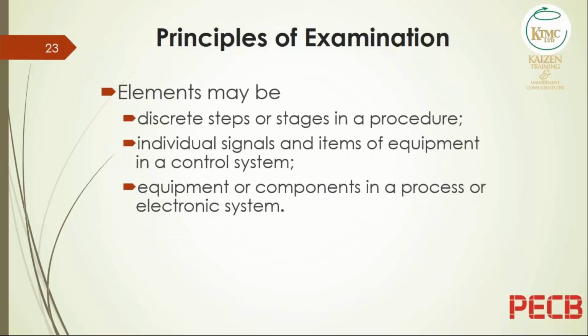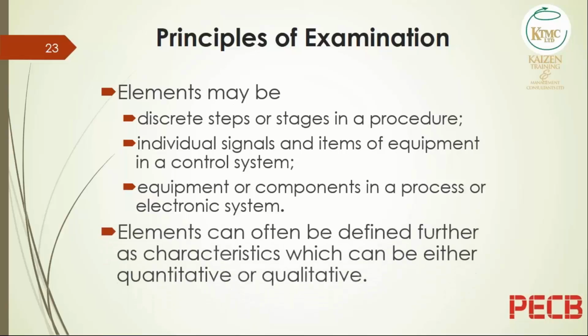The principles, more on the principles. So we look at the elements. The element may be discrete steps or stages in the procedure. It could be individual signals and items of equipment in the control system, or it could be equipment or components in a process or electronic system. Likewise, elements can often be identified further as characteristics, which can be either qualitative or quantitative.